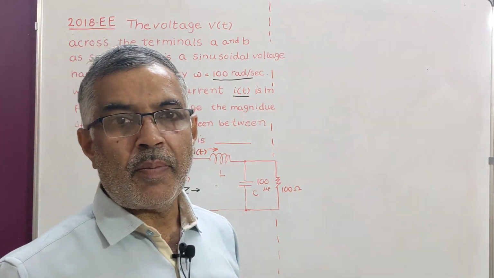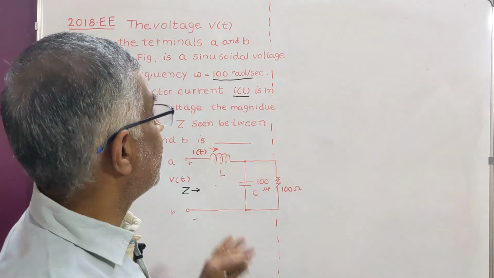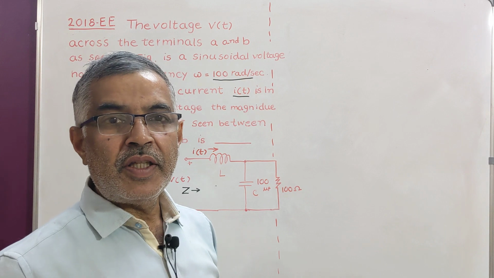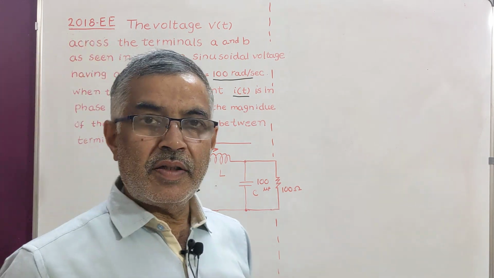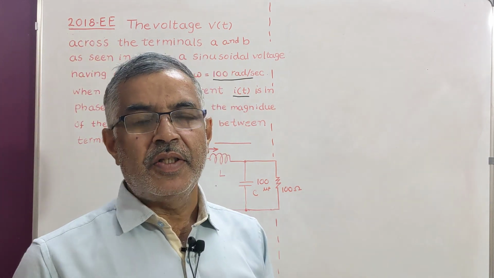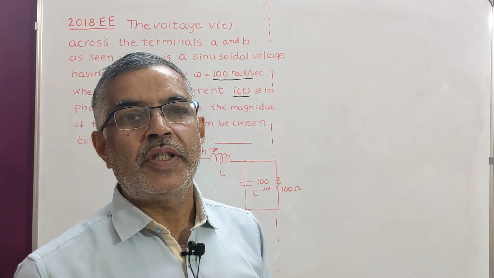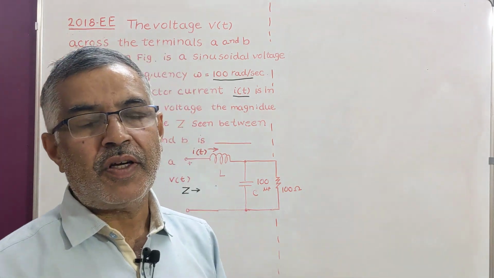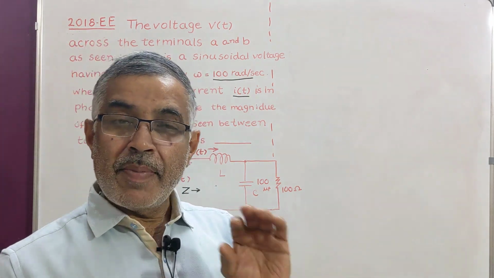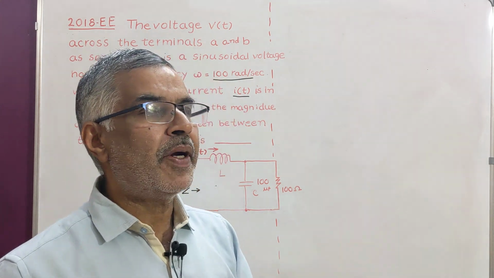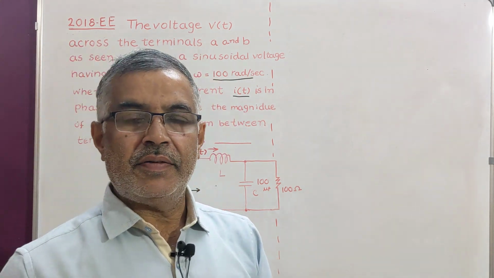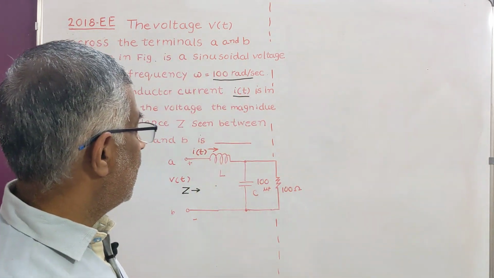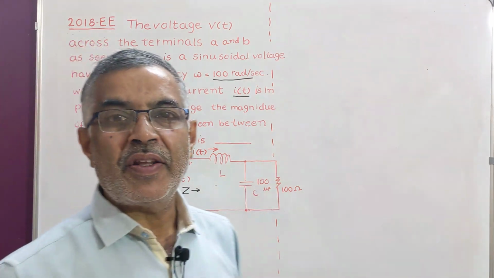Now clearly this is a problem on resonance. So resonance is the topic. Now what happens in the case of resonance? When the imaginary part of the impedance becomes zero, then the voltage will be in phase with the current. That is the condition for resonance. So having found the impedance Z, if you equate the imaginary part to zero, then it results in resonance. Now in this circuit, we have to find the impedance first.